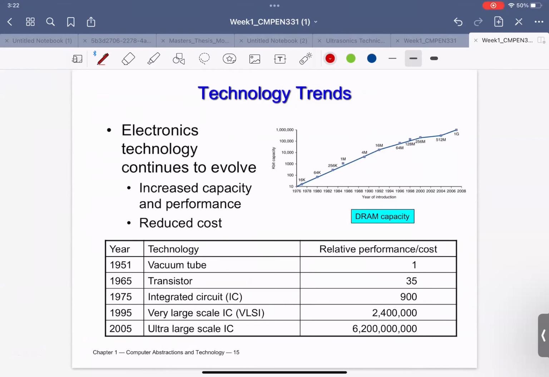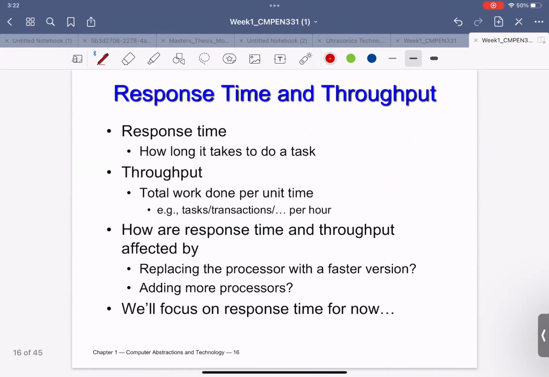As you can see, in terms of technology enhancements, we begin in 1951 with the vacuum tube, but we end up in 2005 with ultra large scale integration, with millions of components, and even now it is going more and more. The technology is going faster and faster.